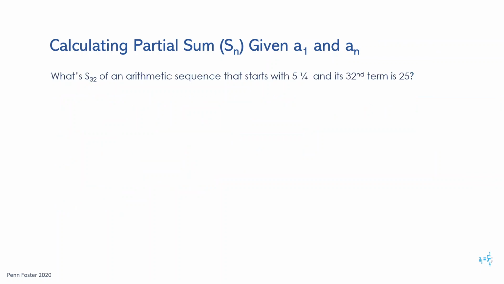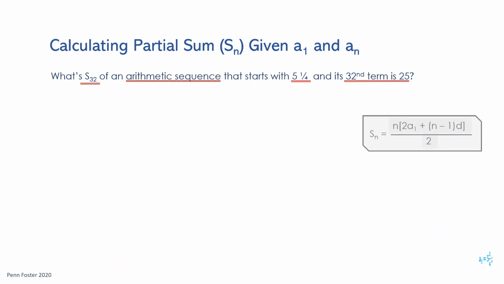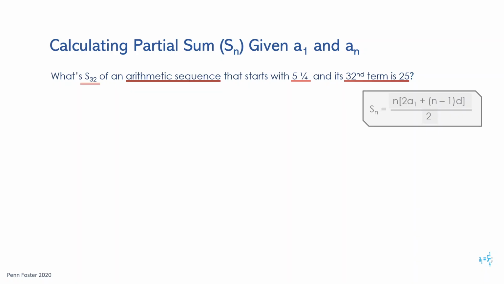What's the sum of the first 32 terms of an arithmetic sequence that starts with 5 and 1/4 and its 32nd term is 25? Here, the beginning and the end terms of the sought partial sum are given. Note that the previous formula cannot be used simply because the common difference is not given nor can be concluded. For this, a simpler formula is used which calls for the first and the last terms.